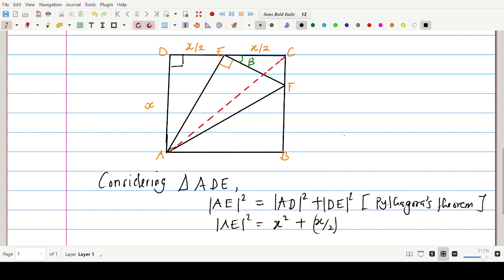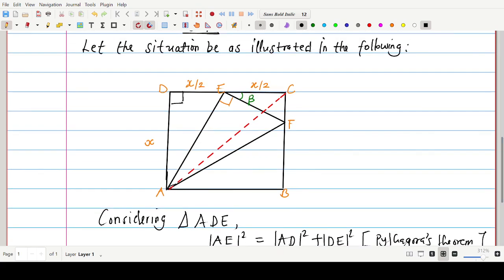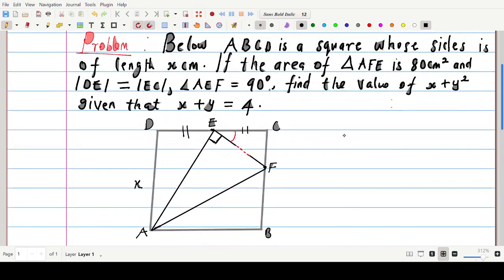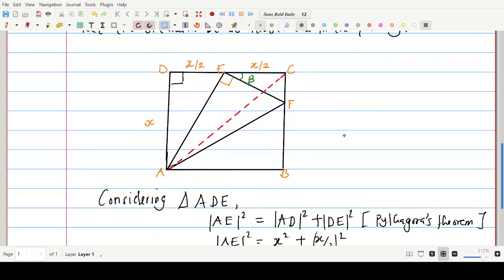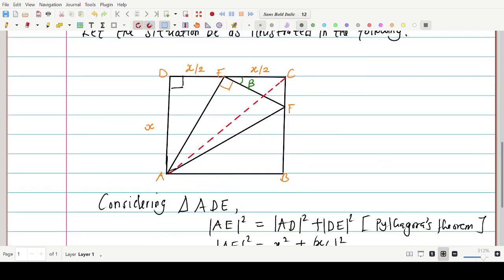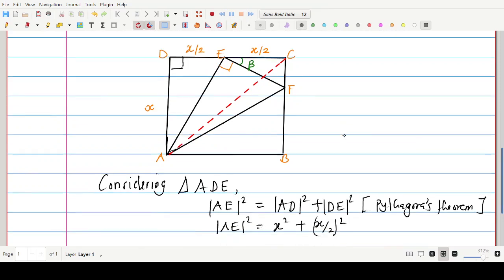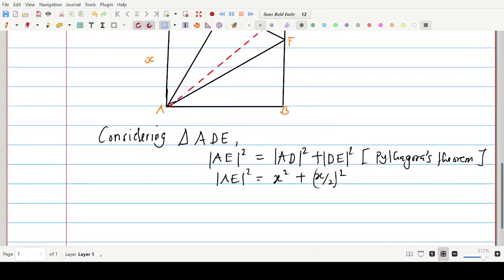Don't forget, from the statement of the problem, we are told that DE is equal to EC. Let's go back to the problem to locate these facts. Look at it over here. Can you see this? This is the statement of equality over here. So since this shape is a square and the length of each side is x, it follows that DE is equal to half of x, and also EC will be half of x, because we are given from the statement of the problem that the length of DE is equal to the length of EC. So we have this already. From here we can get the length AE.